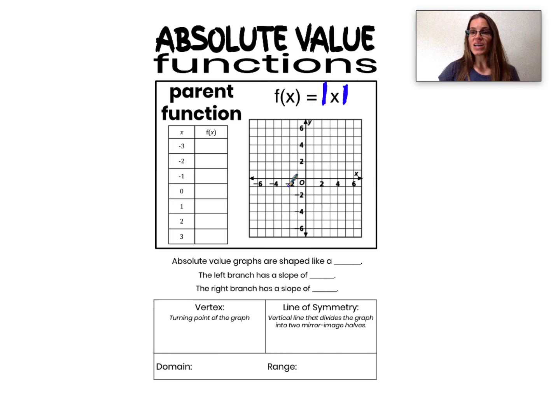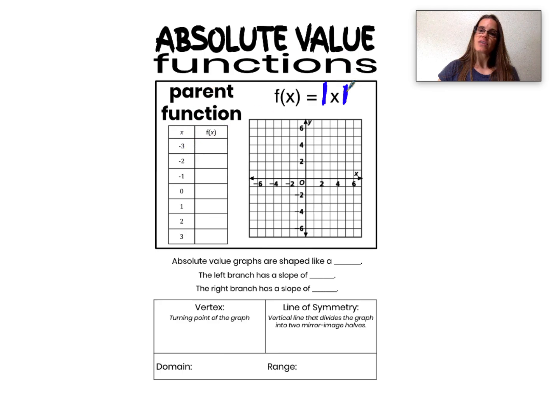To understand what the graph of the absolute value parent function looks like, and what every absolute value function graph looks like, we're going to find some ordered pairs in a table, and then we're going to graph them. What this means is I'm going to plug -3 into my function rule and see what my output is, see what my f of x or y value is. That'll give me an ordered pair.